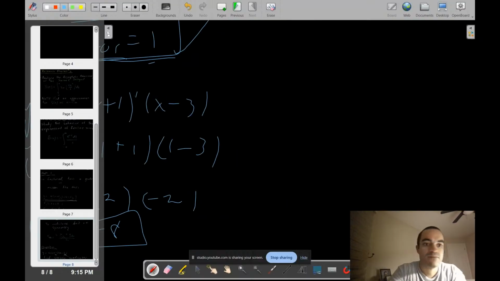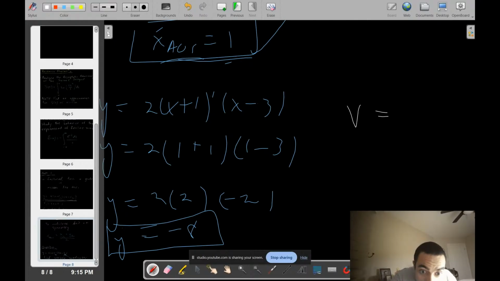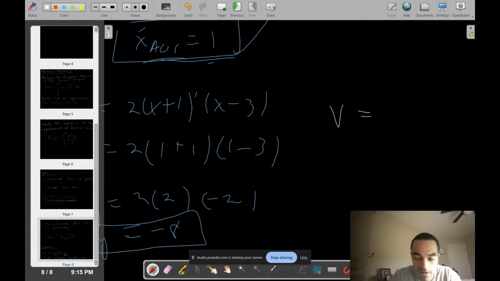Okay, and that means my vertex coordinates v is equal to 1 and I think it was 8. Yeah, because the y coordinate changes. 1, 8. And those are the vertex coordinates. Okay. 1, 8.